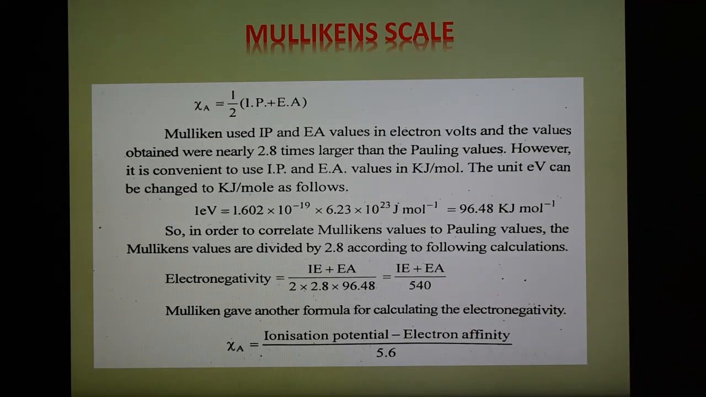Mulliken has also given another formula to calculate electronegativity, and that is chi A equals ionization potential minus electron affinity, the difference of these divided by 5.6. 5.6 is the scale adjustment factor with the help of which the electronegativity of atom A on the Mulliken scale can be calculated. So this is the second scale for determination of the electronegativity of an element.